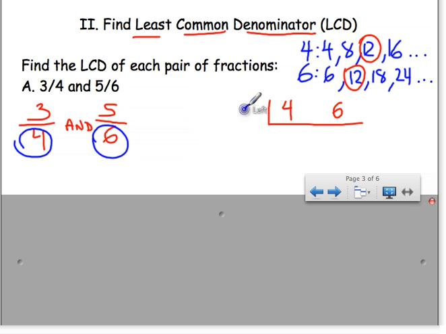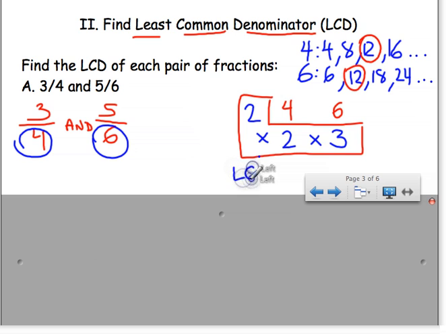I can divide 4 and 6 by 2. 4 divided by 2 is 2. 6 divided by 2 is 3. I can't divide 2 or 3 into anything, so I'm already done. And these three numbers that make the L will tell me what my least common denominator is. 2 times 2 is 4, 4 times 3 is 12, and so my least common denominator would be 12. You have two different ways to solve that same problem. So for this example, the LCD we were looking for was 12.